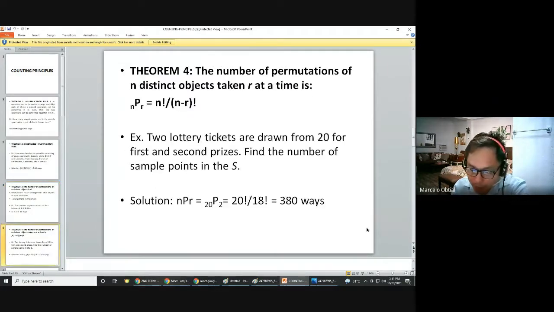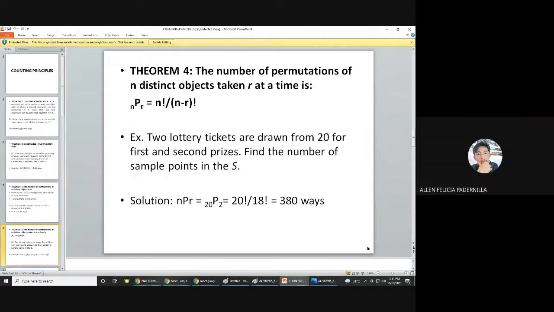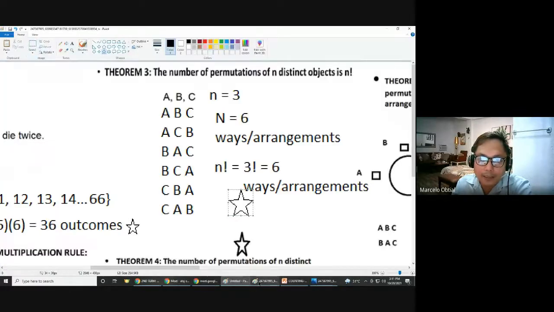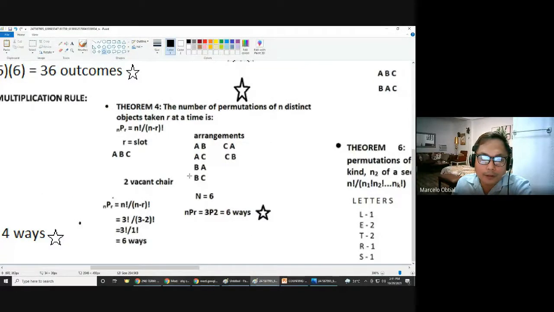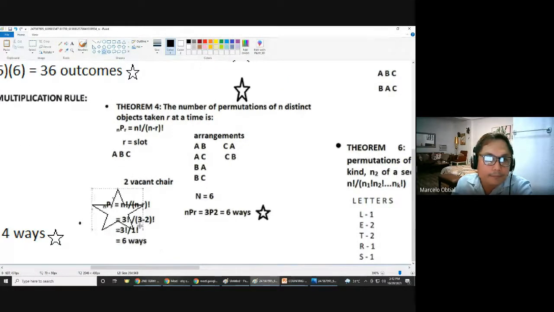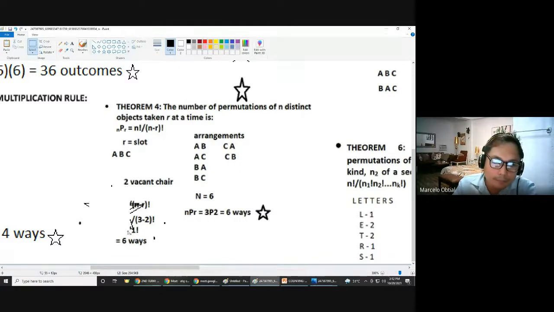Let us proceed with theorem number 4. Okay, Allen? Ready na, Allen? Yes, sir. Okay, Allen, kindly look at our whiteboard. Okay, whiteboard muna tayo. Theorem number 4, may ganitong formula, no? So, ang gagawin ko dito is that, erase ko muna yung answer, no?